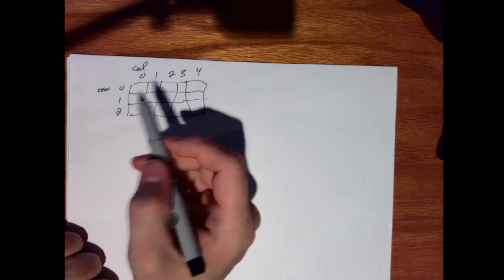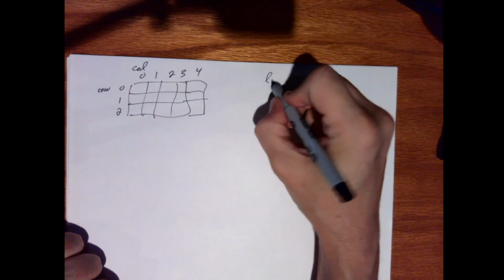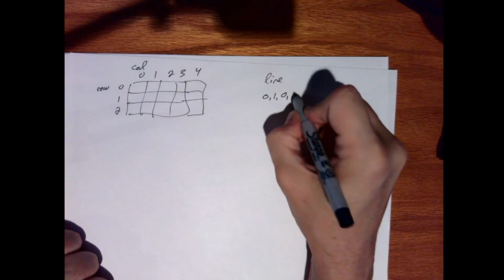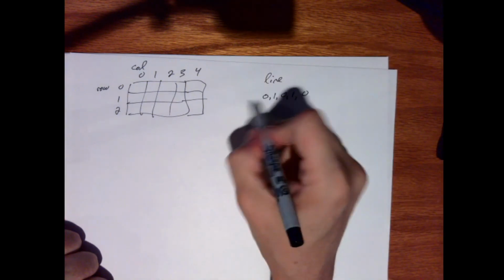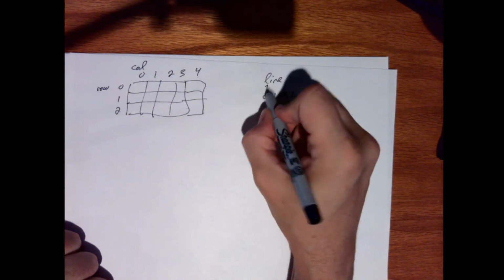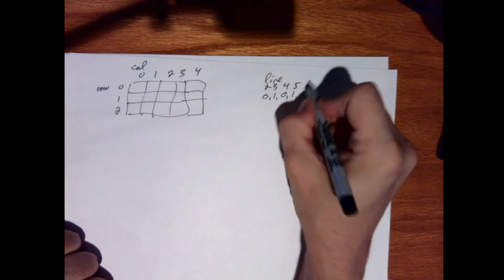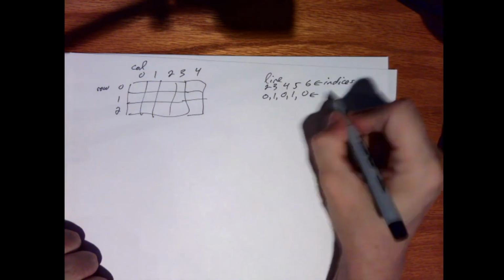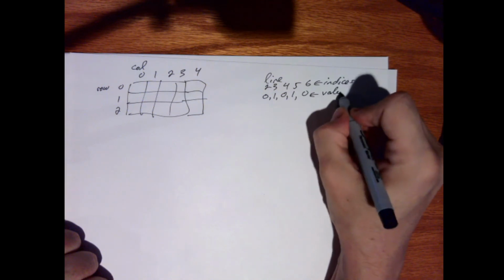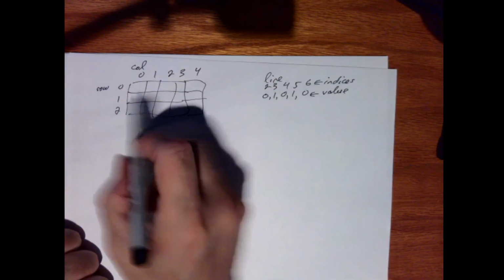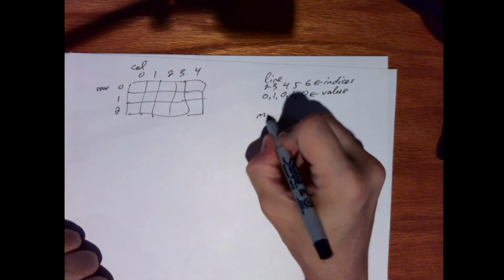Right? And since we had a line from the file, it might have something like this, 0, 1, 0, 1, 0. But it had some other stuff before it, right? So these are really indices, 2, 3, 4, 5, and 6. So these are indices. These are the values. So I would like to somehow use the indices of these to figure out where I'm at here. So I need to create a mapping.